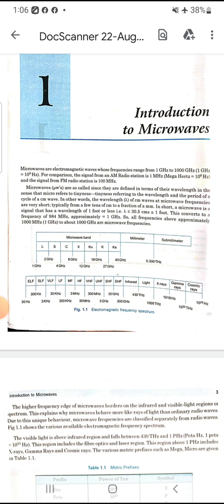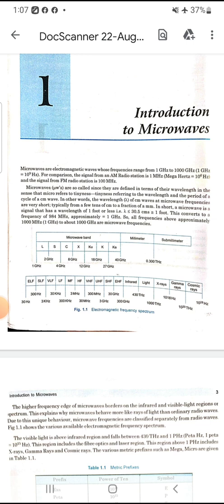The frequency of a human being's voice is always available in the SLF band. Then the third band is VLF. VLF stands for very low frequency, and the range of the VLF band is 3 kilohertz to 30 kilohertz. Then the next band is LF, that is low frequency, and its range is 30 kilohertz to 300 kilohertz.